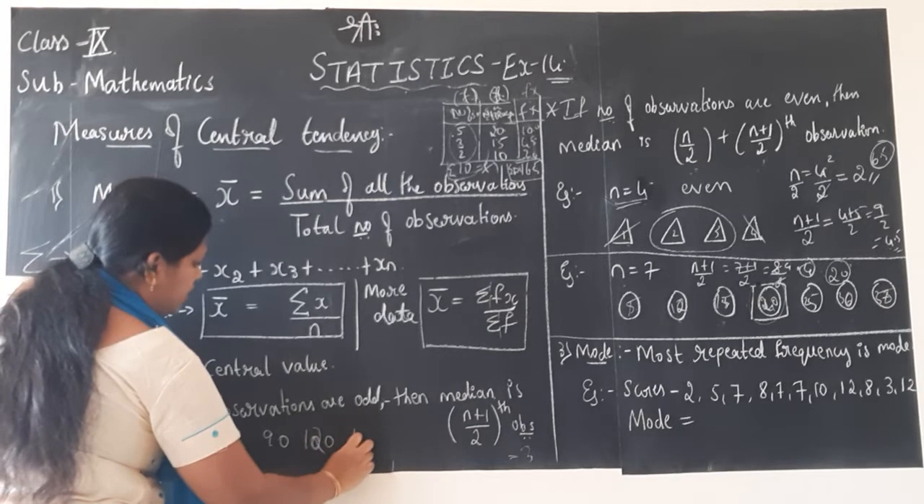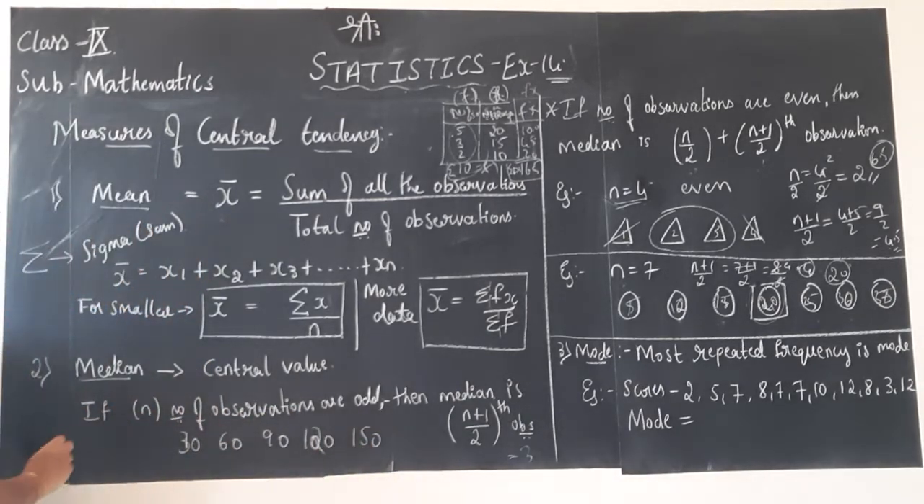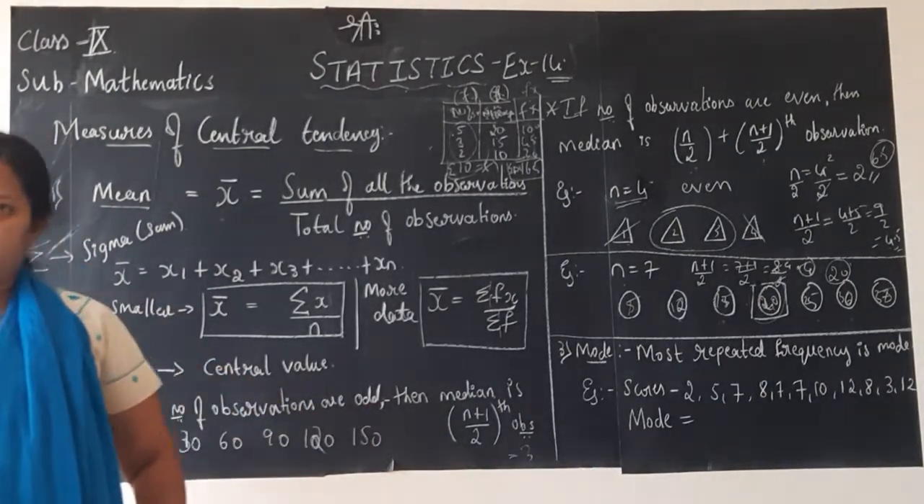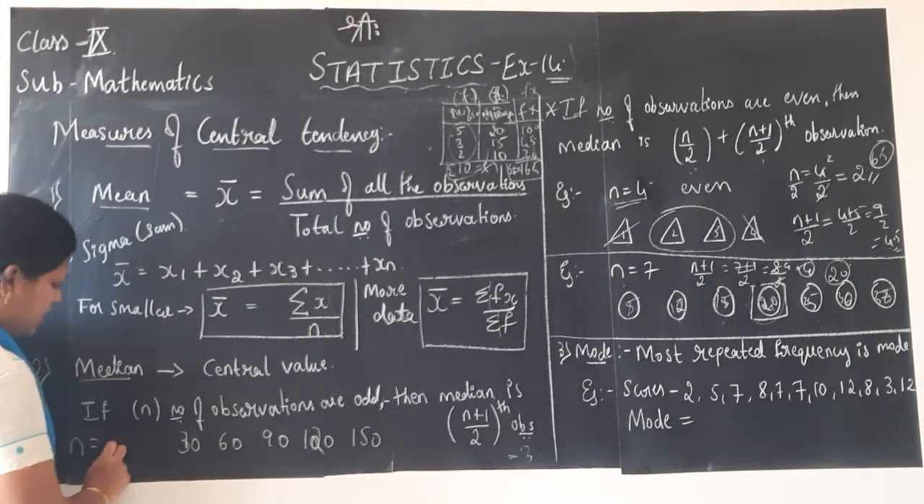30, 60, 90, 120, 150. 1, 2, 3, 4, 5, okay. Now 5, what is the value of n in this example? The even scores are 30, 60, 90, 120, 150. What is the value of n? 1, 2, 3, 4, 5 are there. n is equal to 5.